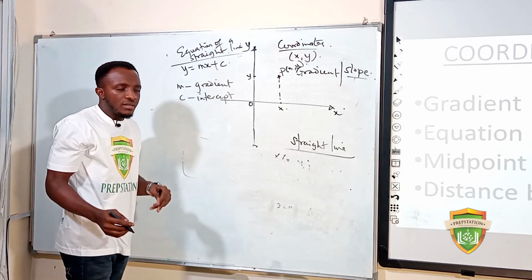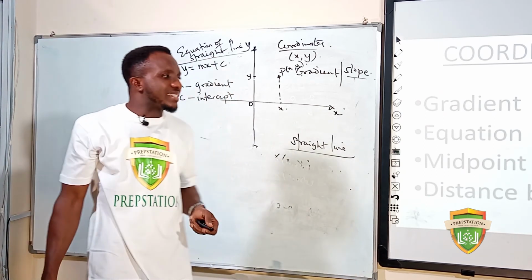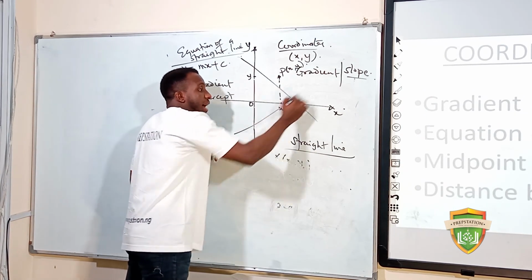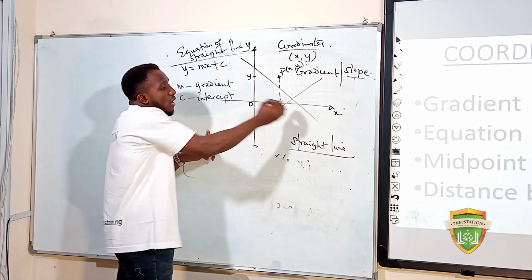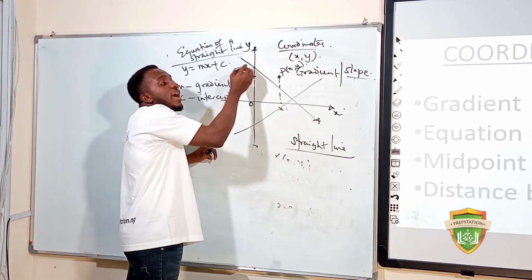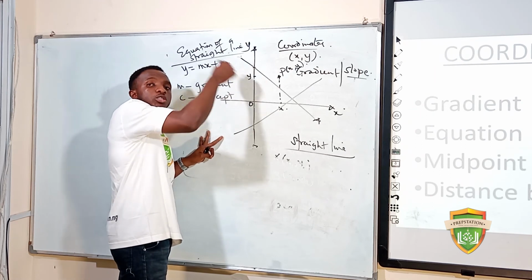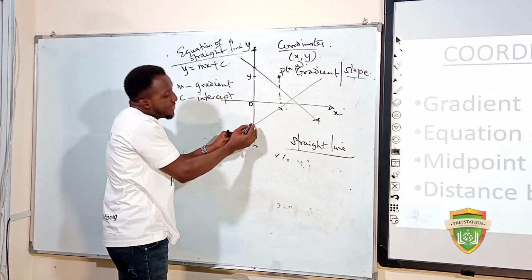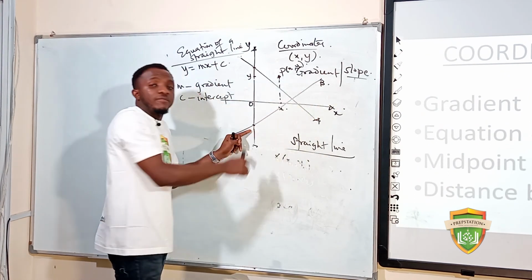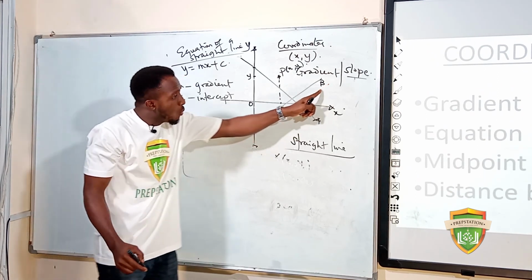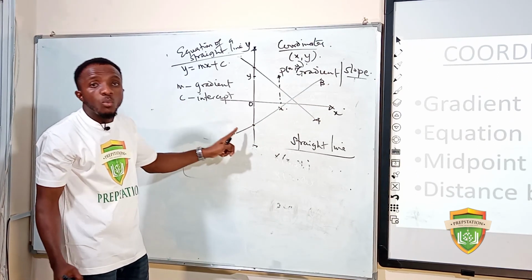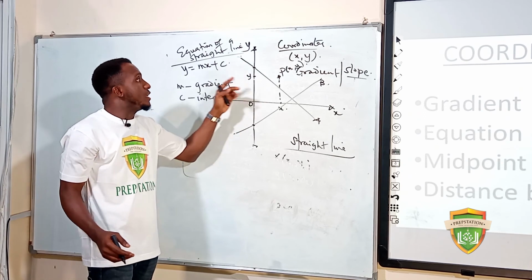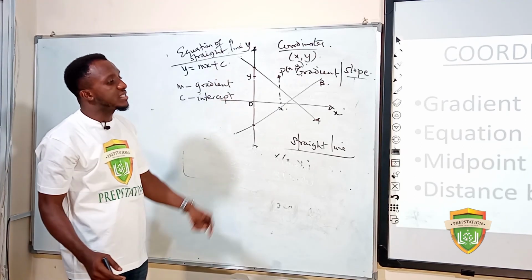Now, you may ask, Mr. McCollins, what is intercept? What does it mean? Now, if I have a line that is sloping this way, or another line that slopes this way, the intercept of this line A is simply the point where the line cuts or touches the y-axis. So this is the intercept of line A. And this is the intercept of line B. Look at this. The point where the line touches the y-axis is called the intercept. So this is the equation of a straight line: y equals mx plus c. Remember, the m stands for the gradient and c stands for the intercept.